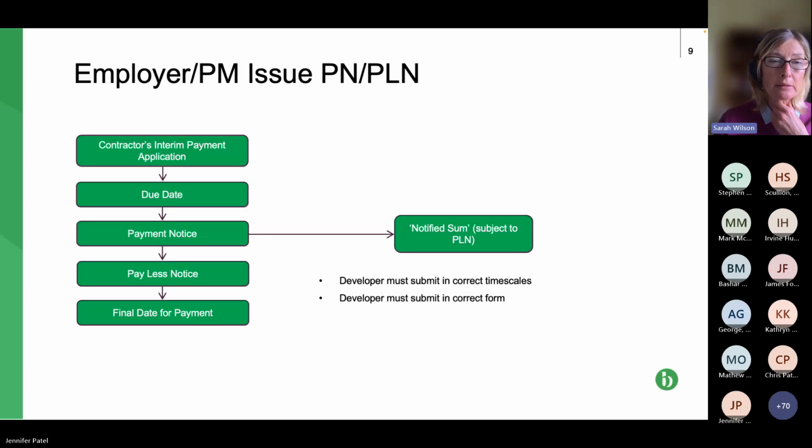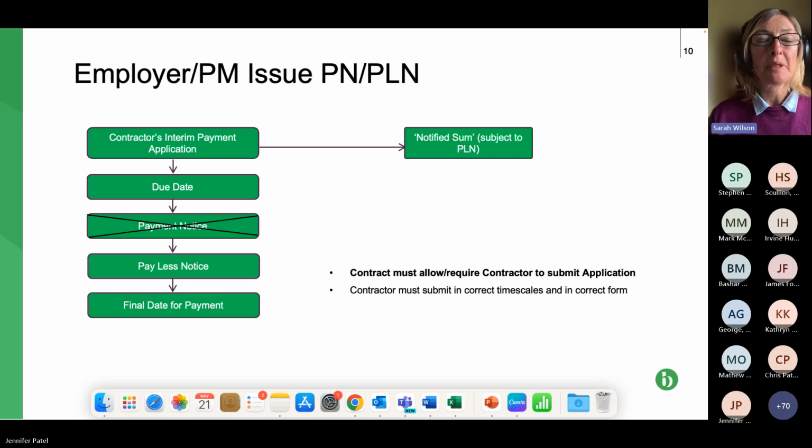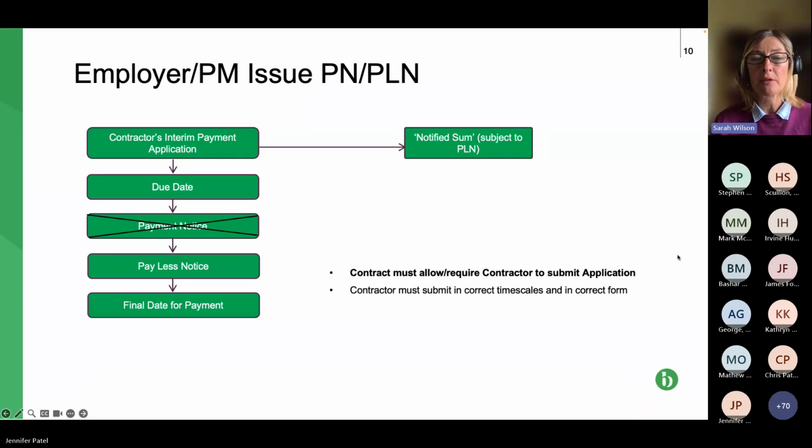Next slide, please. So this is a sort of alternative situation. The left-hand side is the same kind of flow chart, but you'll see we've crossed out payment notice here. So sadly, the project manager has forgotten to submit the payment notice. At that point, as soon as the timescale has expired, the contractor's interim payment application is the notified sum, subject, of course, to the pay less notice being issued. Now, if a pay less notice is issued, that's the notified sum, that's the sum that has to be paid.